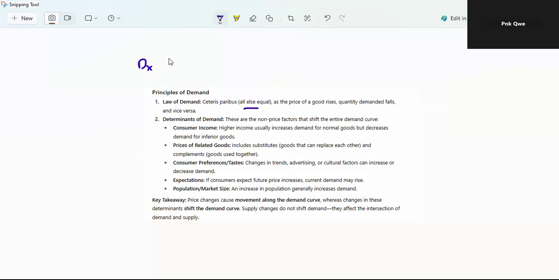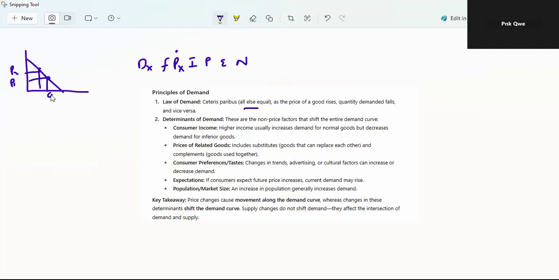So the determinants of demand include what? We have the price of that good, which is a factor. We have consumer income or disposable income. We have tastes and preferences. We have expectations. We have population. Ideally, price is one that will cause what? A movement along the curve, meaning from point A to point B. If the price goes up, the quantity demanded will go down. This is just the law of demand.